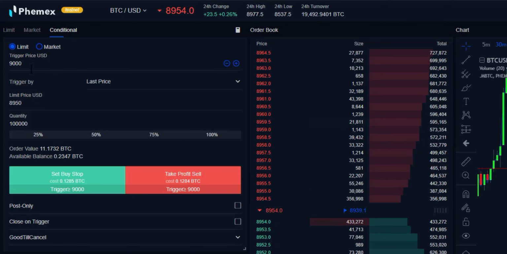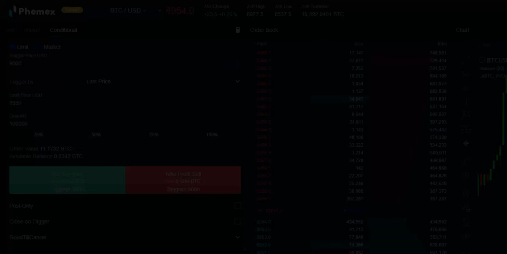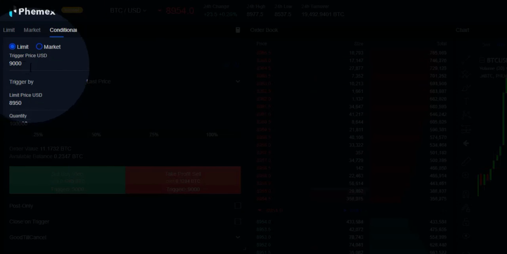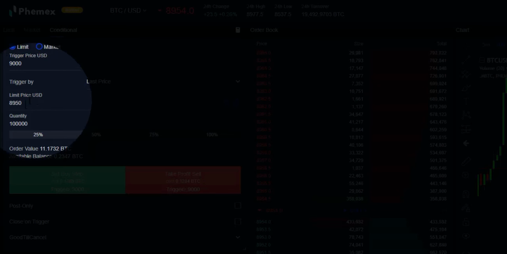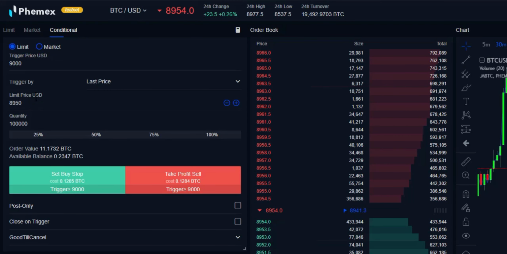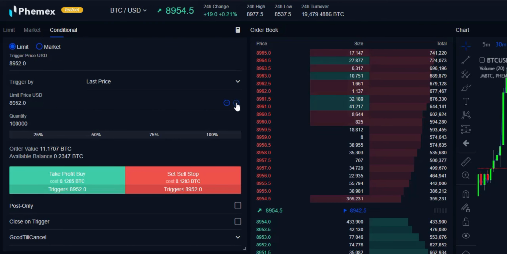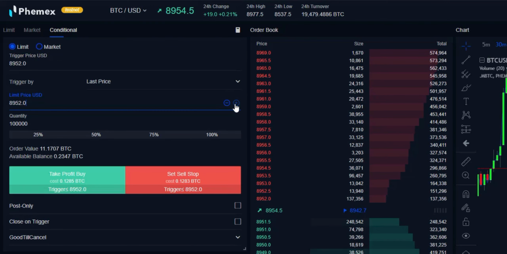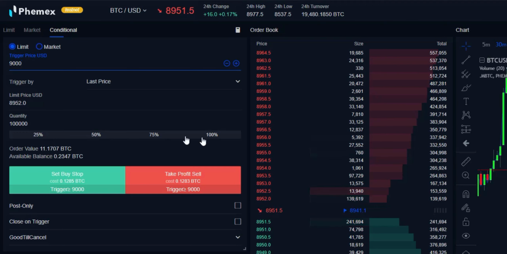So we'll go ahead and show how a limit order in this case would work. Our trigger price is going to be 9,000 and our limit price is going to be 8,950. You could go about entering these in the same manner you would if we were using the standard order types, in this case a standard limit order. So we can go ahead and select off of the book, manually enter this in, or use the plus or minus signs. But in this case, we're going to have a trigger price that is essentially $50 above the market price that we're looking to get in at.